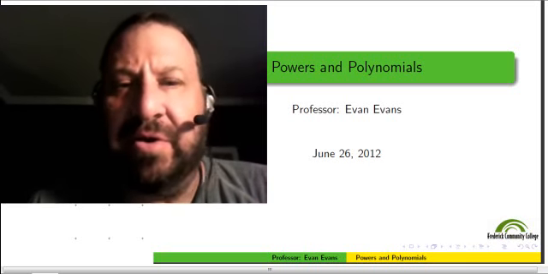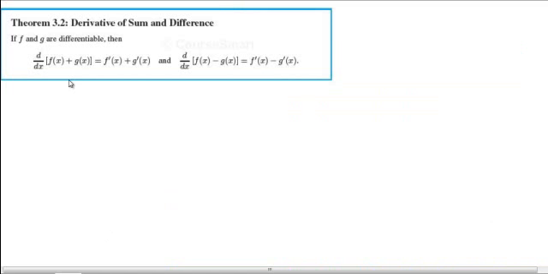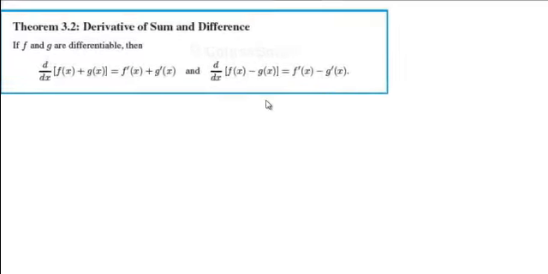Today we're going to talk about shortcut derivatives using powers and polynomials. In this section, the first rule we're introduced is the derivative of a sum and difference. It simply means if I have two functions and I'm trying to find the derivative, I can evaluate them individually if they're separated by a plus sign or a minus sign.